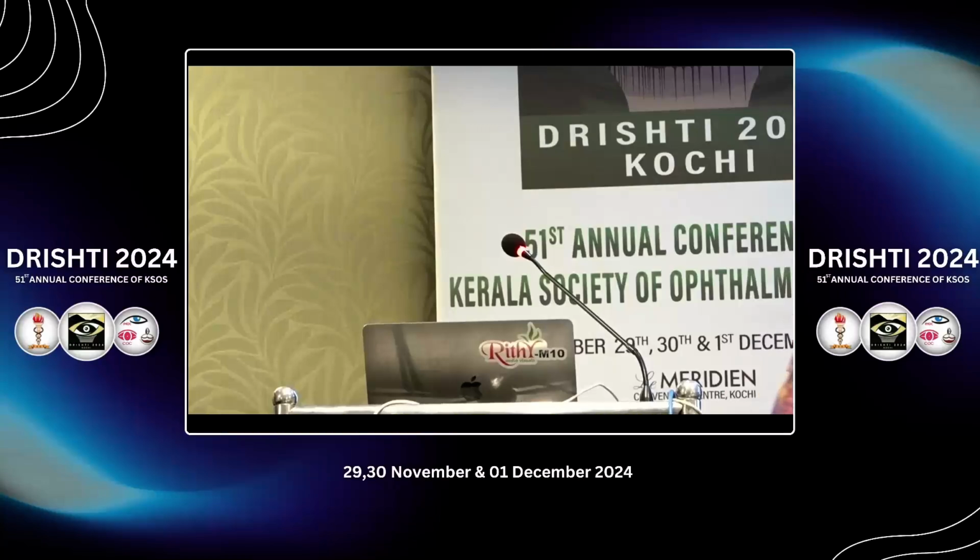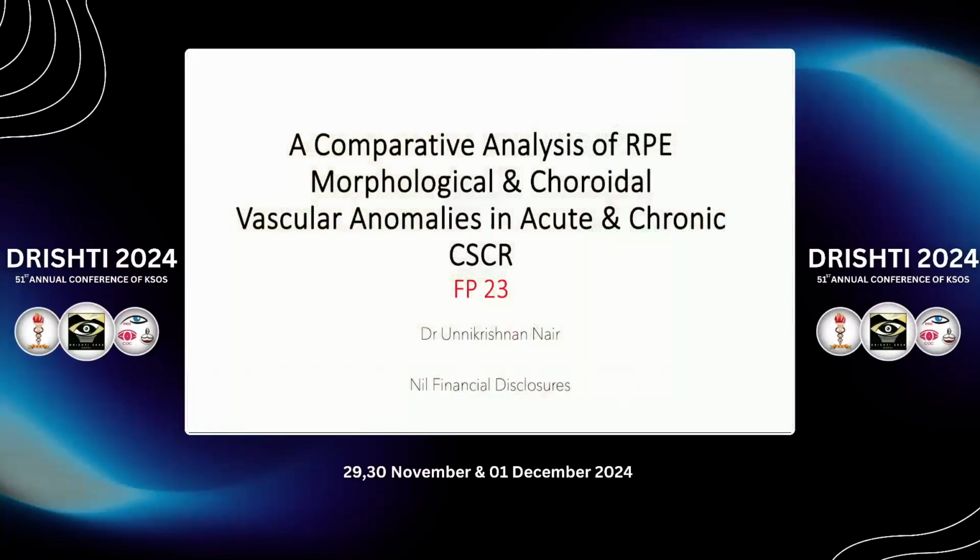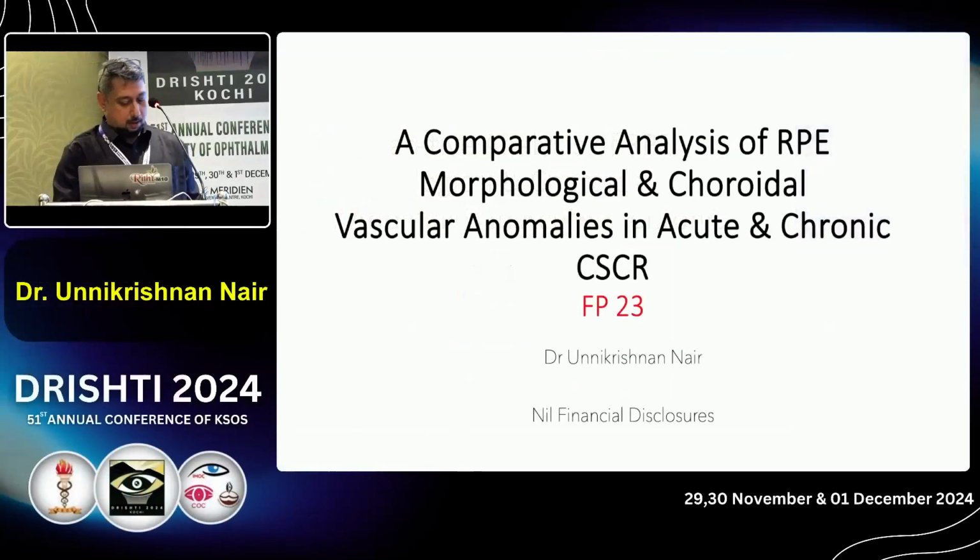After finishing the first paper, the next paper would be presented by Uni. Uni is going to talk on a comparative analysis of RPE morphological and choroidal vascular anomalies in acute and chronic CSCR.